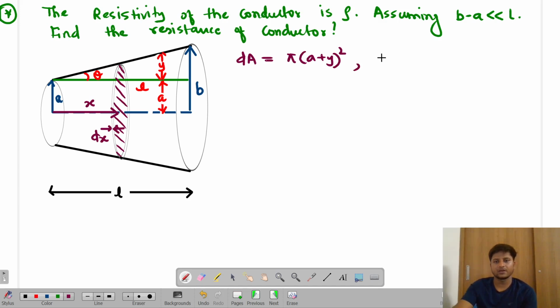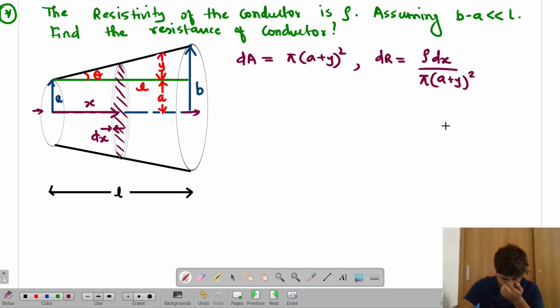So therefore, a small dR for that will be what? Resistivity rho. Length is how much? The thickness along which the current is passing. I is passing like this. So rho into dx divided by the area, which is pi times (A plus y) whole squared. Are you able to get me or not?